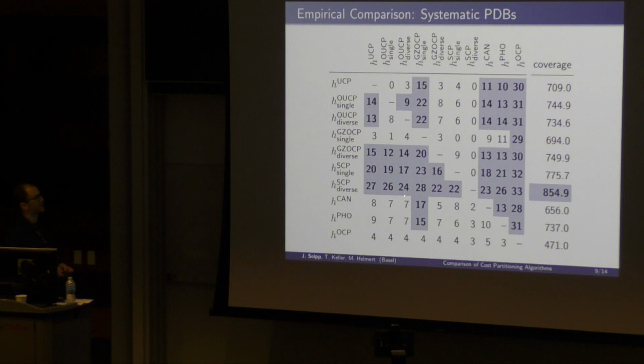Okay. The canonical heuristic and the post-hoc optimization heuristic are not comparable to this performance. We see that, for example, the canonical heuristic is better than the saturated cost partitioning in 8 domains, while the opposite is true in 23 domains. Similar picture we have for post-hoc optimization. And we see that optimal cost partitioning is usually the worst choice coverage-wise, because it's just too slow to compute.